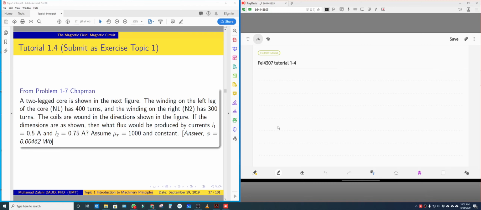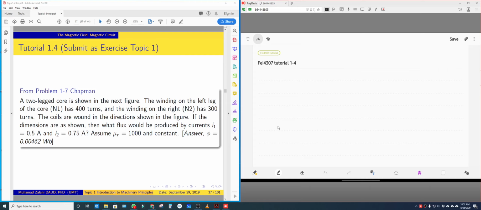Let's move on to tutorial 1.4, and this tutorial is coming from Stephen J. Chapman's book, Electric Machinery Fundamentals. It is problem 1.7. Okay, let me read the question first.